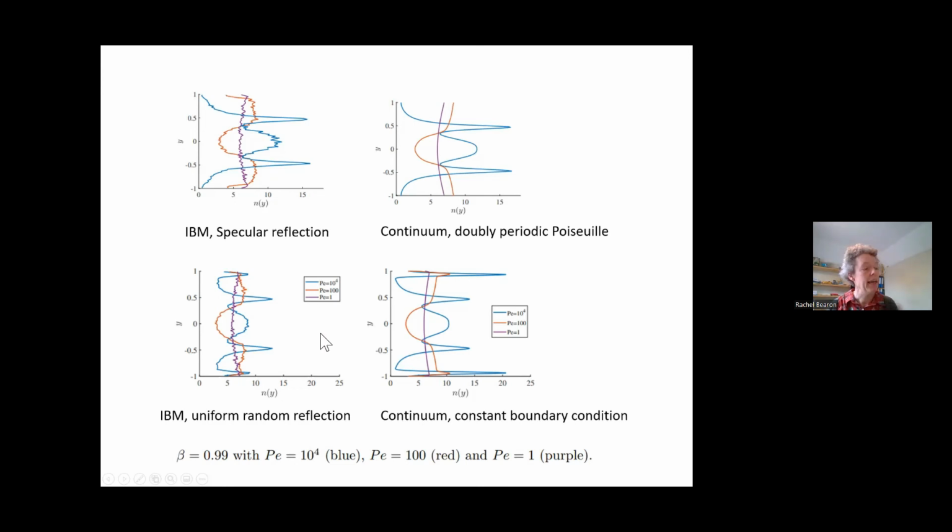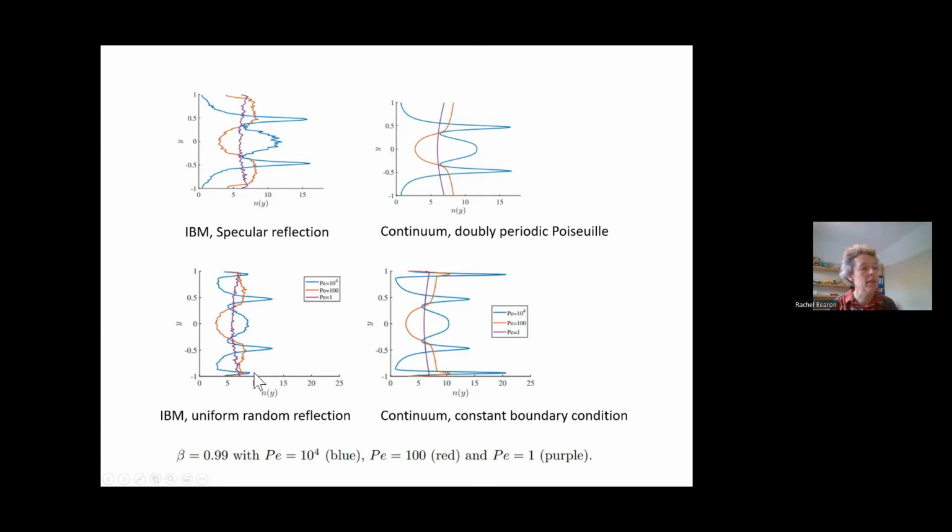So here on the bottom, we've looked at having a random reflection. So rather than specular, we just bounce off the wall and come off with some random direction. And this is the profile that we get in that situation. It doesn't change too much the bulk behavior, but what we do get is these peaks near the walls.